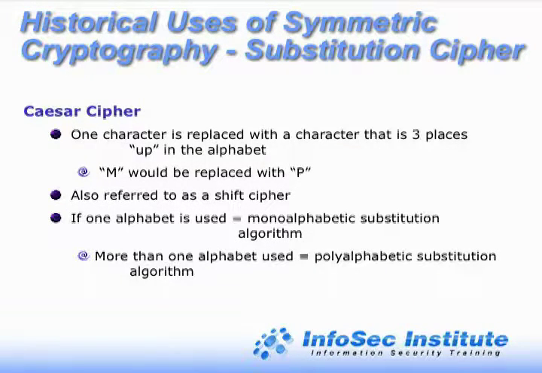So Caesar cipher. Basically, this is where one character is replaced by a character that is 3 places up the alphabet, and it wraps around. And this is something, again, you just need to memorize: Caesar cipher is traditionally 3 places up. It's also referred to as a shift cipher. If one alphabet is used, it's a monoalphabetic substitution algorithm, and if more than one alphabet is used, it's a polyalphabetic substitution algorithm.